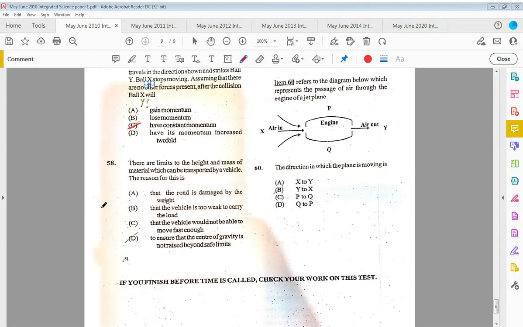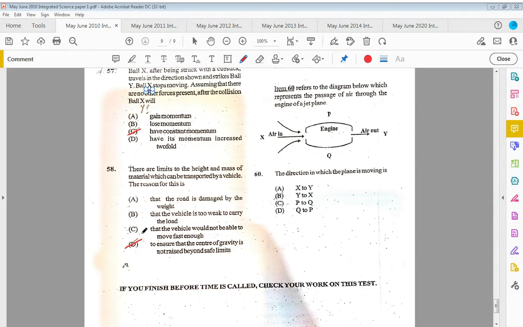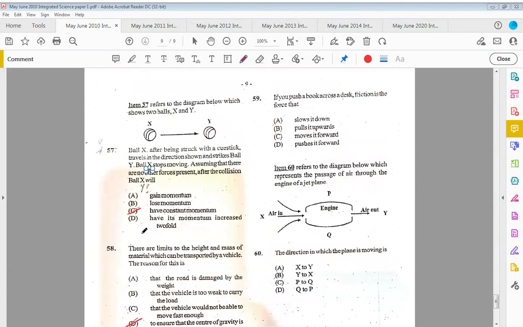58. There are limits to the height and mass of a material which can be transported by a vehicle. The reason for this is D, to ensure that the center of gravity is not raised beyond safety limits. 59. If you push a book across a desk, friction is the force that A, slows it down.